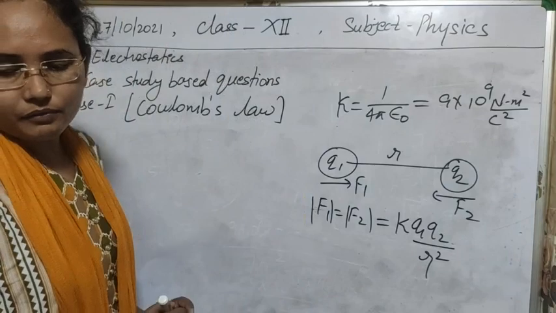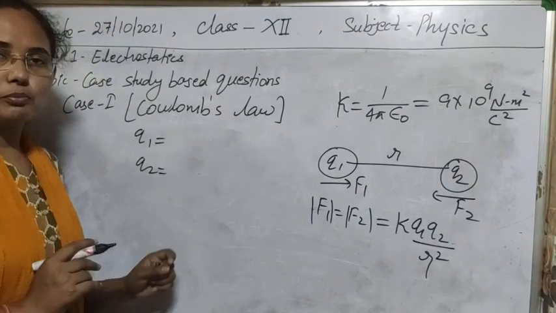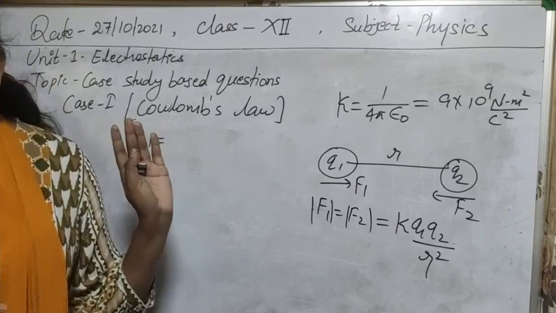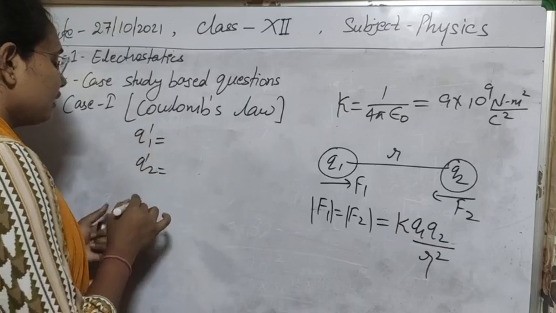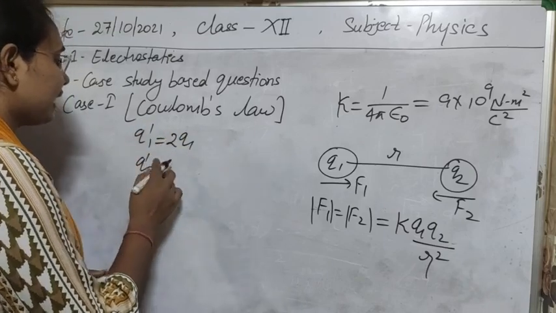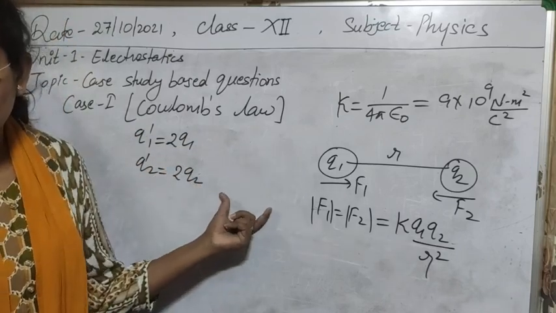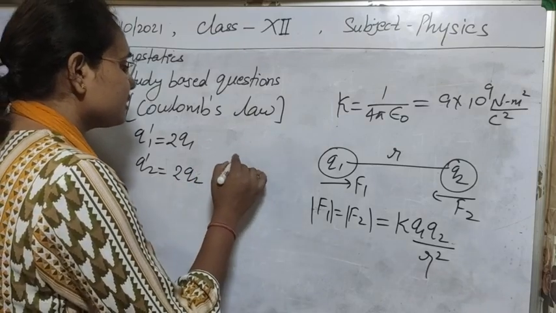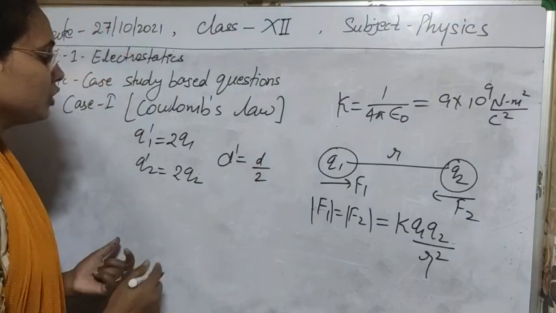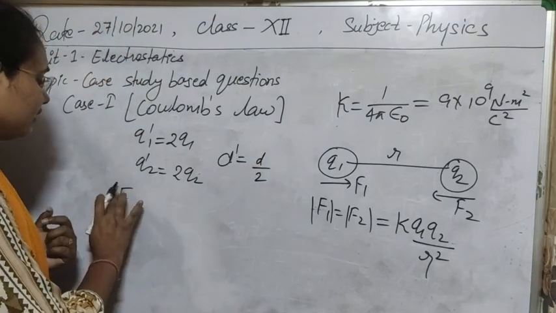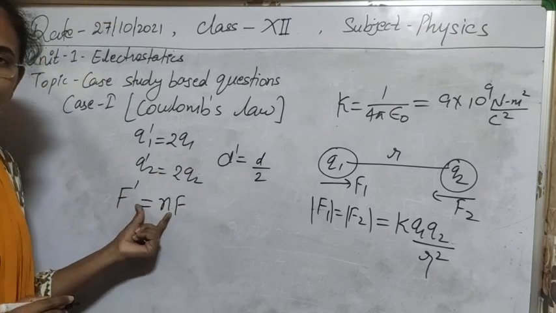So it is given that we have 2-point charges Q1 and Q2, and each charge becomes double. So if before their values are Q1 and Q2, now after doubling, Q1 dash is 2Q1, Q2 dash is 2Q2, and it is given that their distance is half. Before, suppose the distance is d, and now the distance d dash is equal to d by 2. Suppose the force now becomes F dash, which is equal to n times F. So we have to find the value of n.